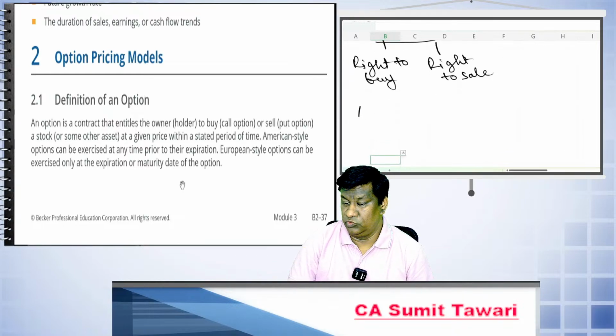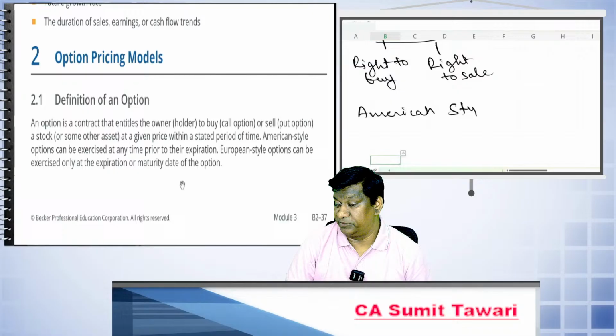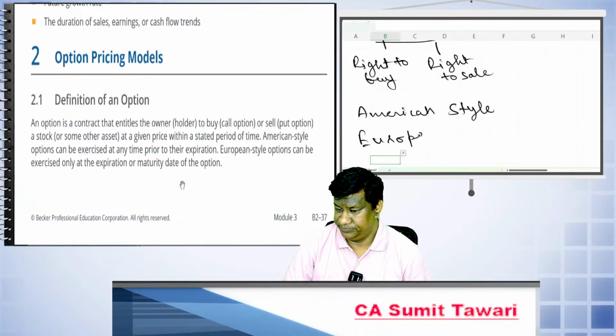Then there are two more words, American style option. Okay, so that you need to keep in mind, means you may get the question on examination. And European style. What is the difference?